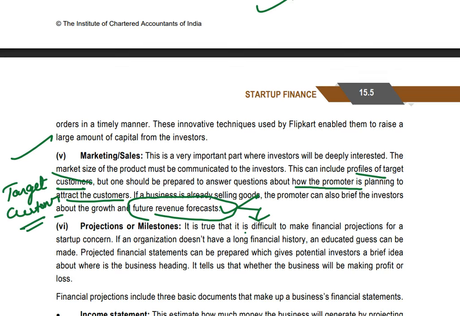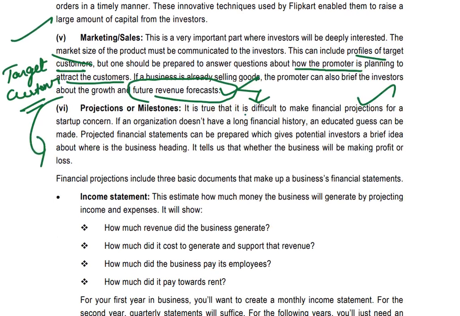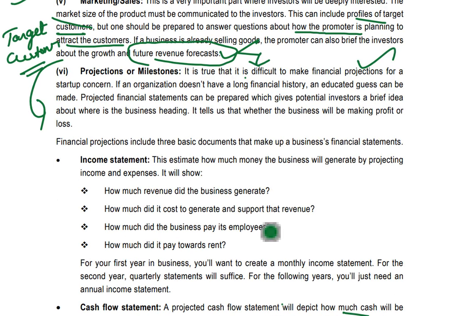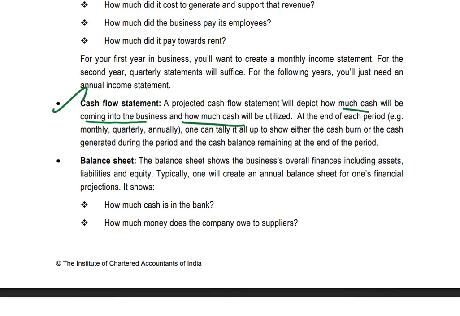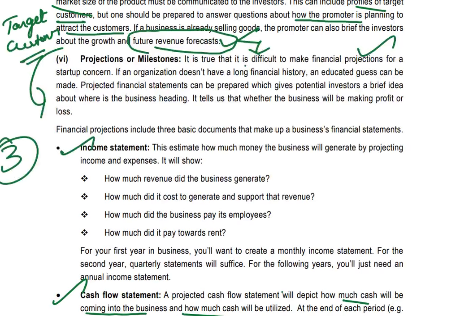So if you are doing the revenue forecast, here you have to give the projection. At least the projection you have to give. They will say the projection, that is the income statement. See, here in the projection you are going to give three things: an income statement, a cash flow statement, and a balance sheet.